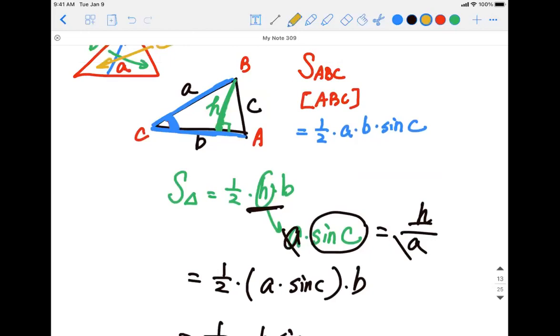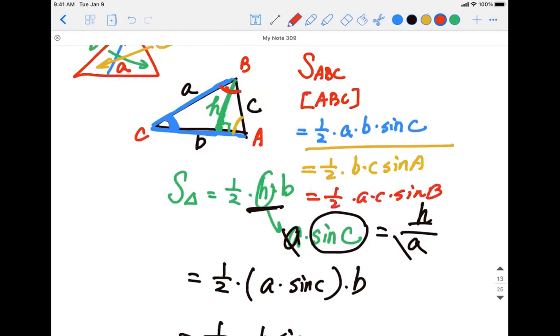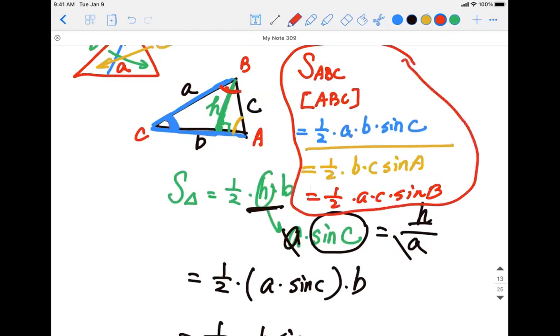We can actually do the same thing. Now you do AB sine C. The next one, you can do the same thing, BC sine A, right? And you can do the same thing, let me change the color to red, AC sine B. Trust me, this is actually a very important formula. And using this formula, that's going to help you do a lot of interesting problems.